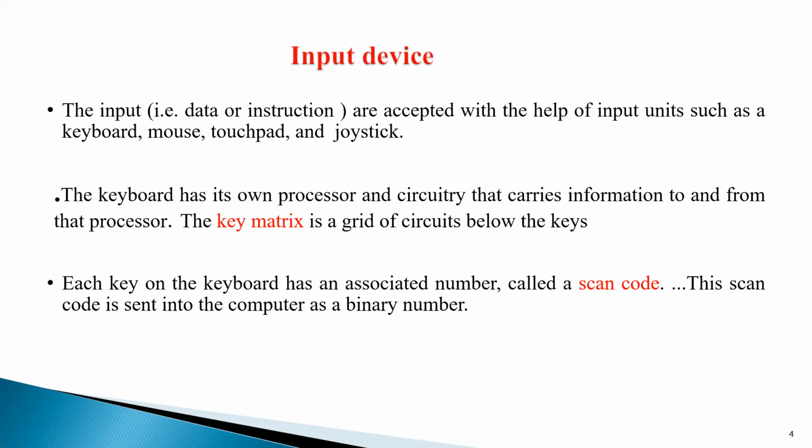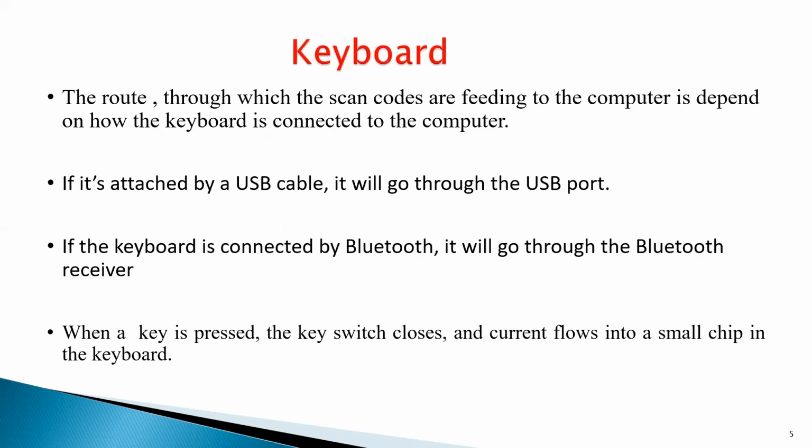The keyboard has its own processor and circuitry that carries information to and from the processor. The key matrix is a grid of circuits below the keys, that is underneath the keys. Each key on the keyboard has an associated number called scan code. This scan code is sent to the computer as a binary number. Keyboard.